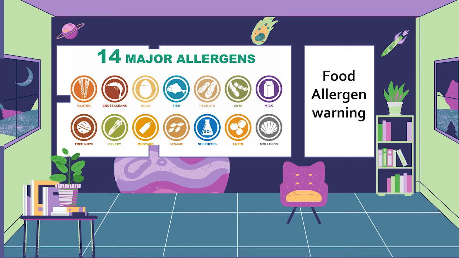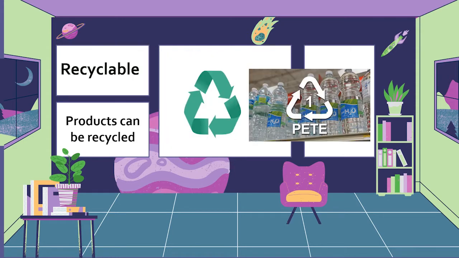Second symbol, food allergen warning. This warns consumers of ingredients in the product that may cause allergy. Third symbol, recyclable. It means that products can be recycled. They are always seen in plastic bottles.